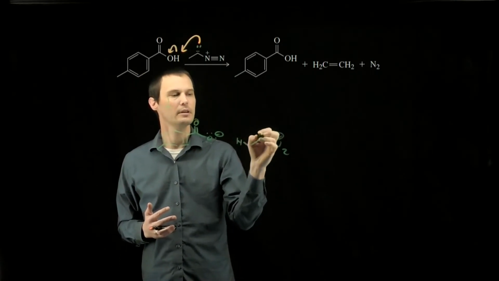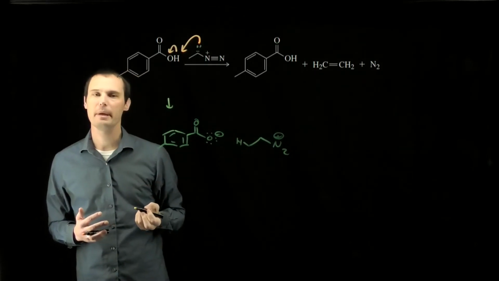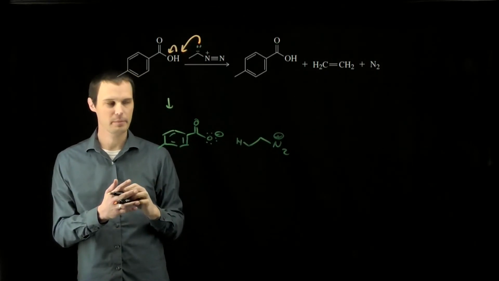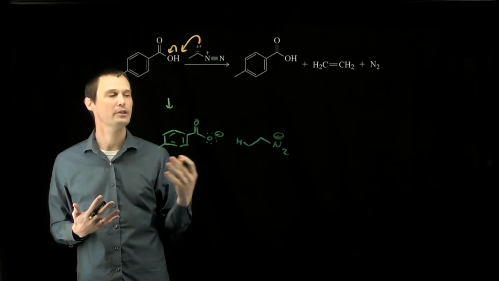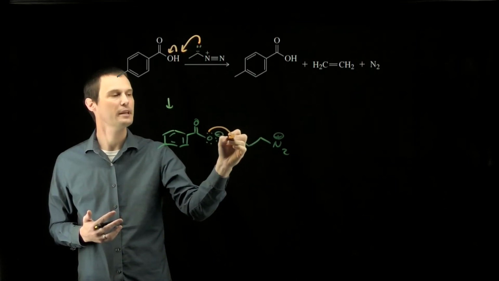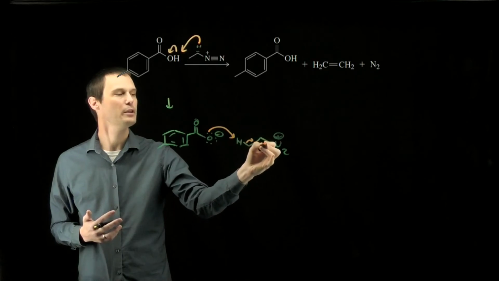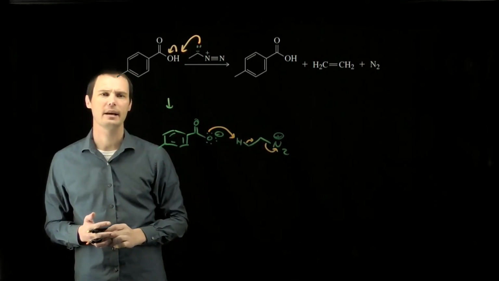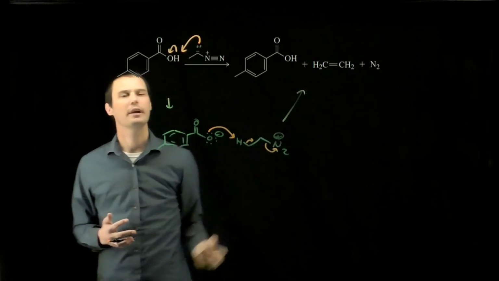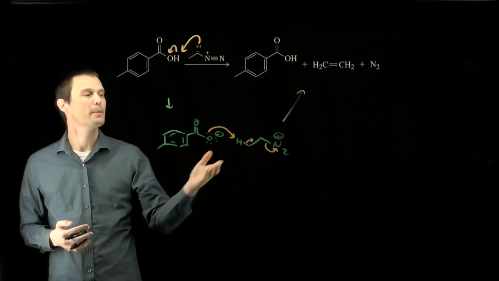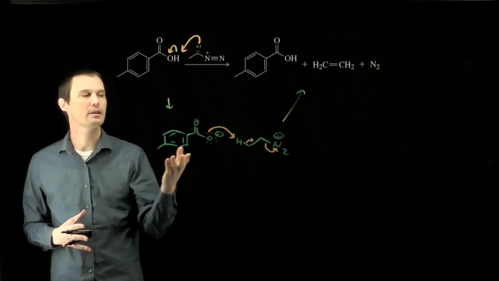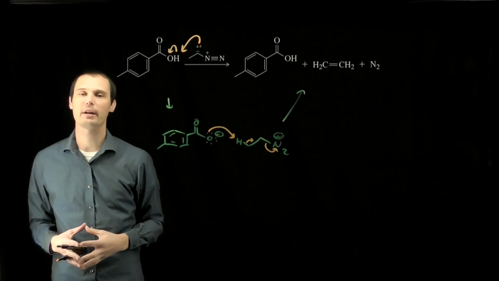The difference here is that the leaving group has a beta hydrogen. Because the leaving group has a beta hydrogen, instead of doing the SN2 reaction to form the ester, we can perform an E2 reaction to form the alkene, kicking out nitrogen gas as a leaving group. That is going to account for the formation of the products that we do see. We see ethylene gas, nitrogen gas, and the original carboxylic acid as the products of this reaction.